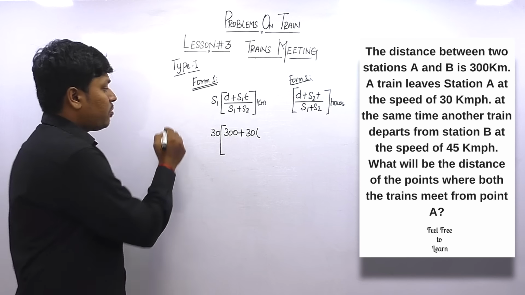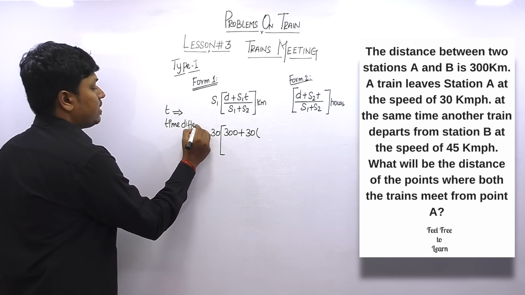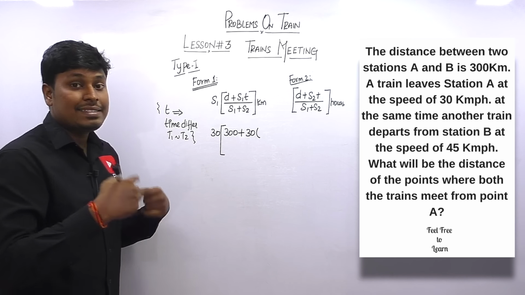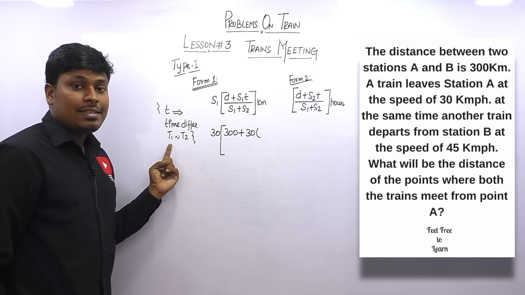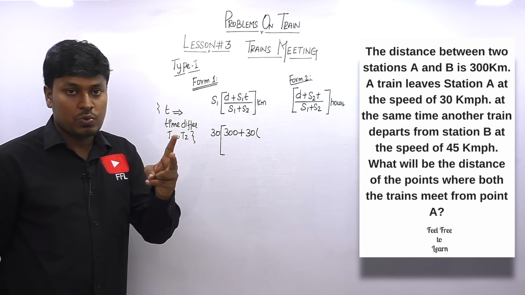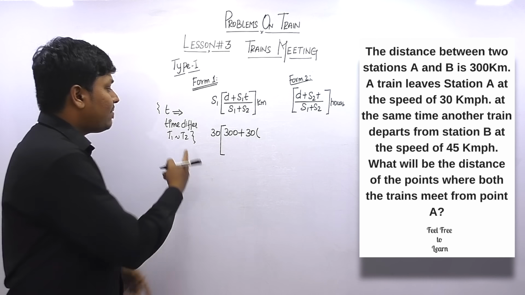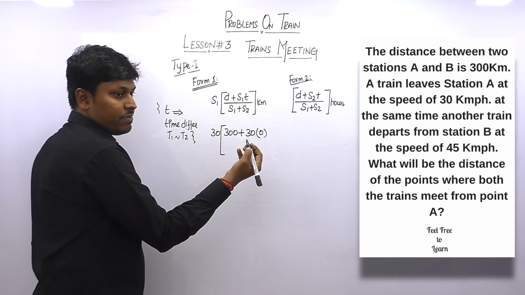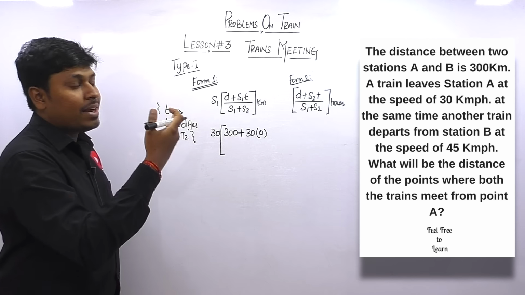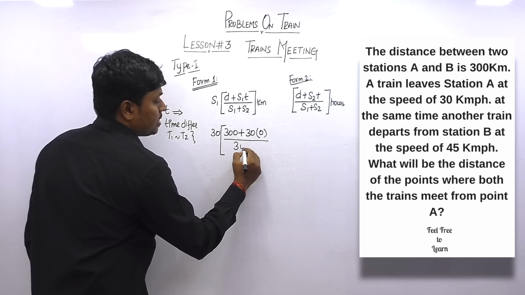And remember that the value of t is most important, right? So the value of t will be the time difference of train 1 and train 2. Here both the trains are starting at the same time, right? In case train 1 starts at 8 p.m. and train 2 starts at 10 p.m., then the value of t will be 2 hours. The time difference is 2 hours. But in this question they are saying both the trains start at the same time. Just look at the question: at the same time another train departs. So we can say that the value of t will be 0. There is no time difference between the trains. So divided by S1 plus S2, so 30 plus 45.